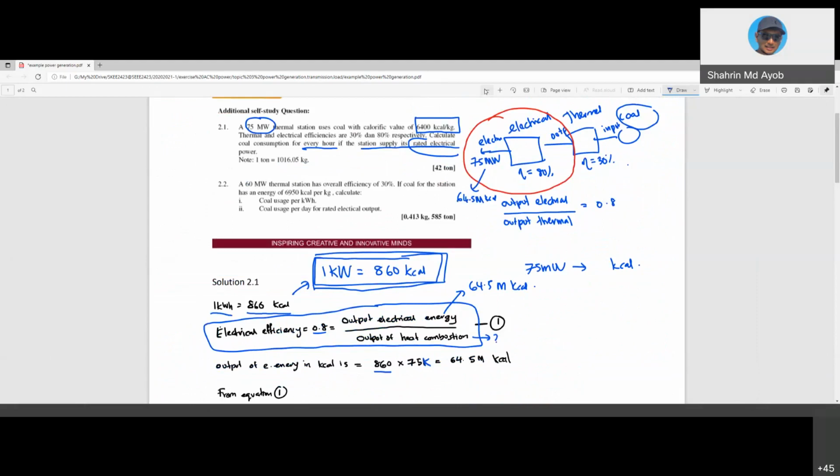Yes. Okay. There is a question from your friend. Is it okay if we mention the amount of coal needed in unit kilogram instead of ton? Yes, you can just leave your answer in kilogram. But if the question gives you this information, then I think you need to convert it into ton.